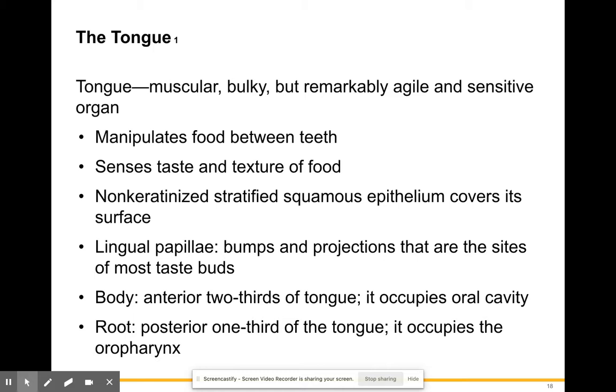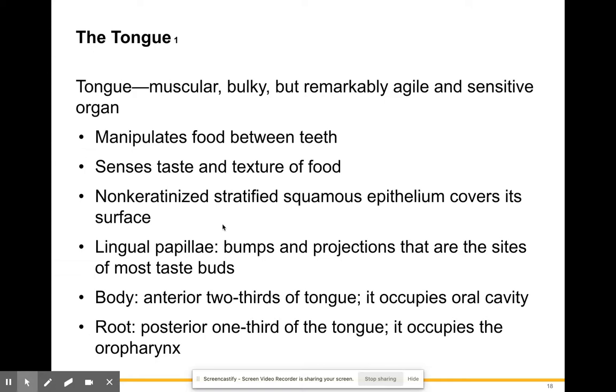Your tongue is going to manipulate your teeth, the food between your teeth. The food doesn't just go in your mouth and stay in one spot. Food moves all over your mouth, and your tongue is going to help move that food from one part of your mouth to another in order for you to properly digest it mechanically. It senses taste, and it also senses texture, right? So you can tell if something's sweet or sour or bitter, but you can also tell if something's watery or slimy or creamy or something like that, right?